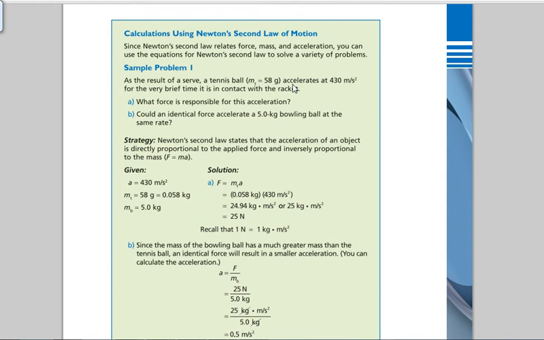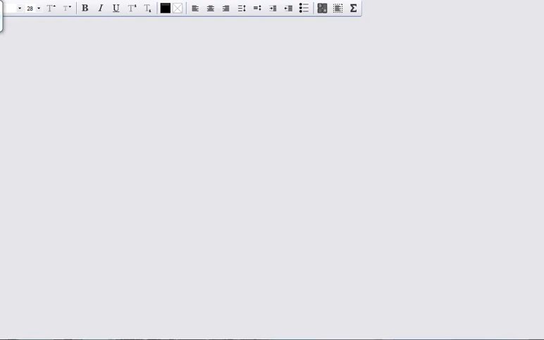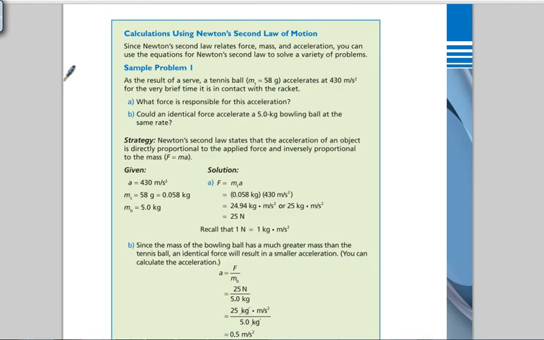Calculating newtons using Newton's second law, they use some pretty bogus numbers here that seem a little bit complex. So let's simplify this. I'm going to go ahead and pull up some pieces here so we can see. So now I can actually write on the computer. Alright, yep, there we go.